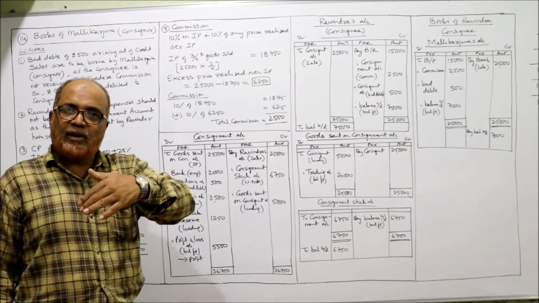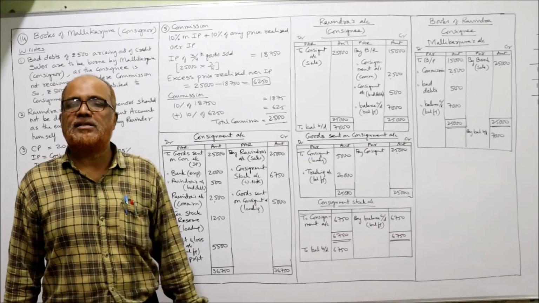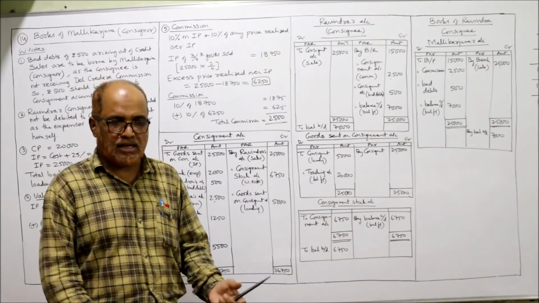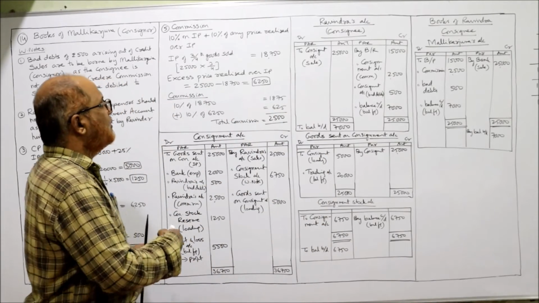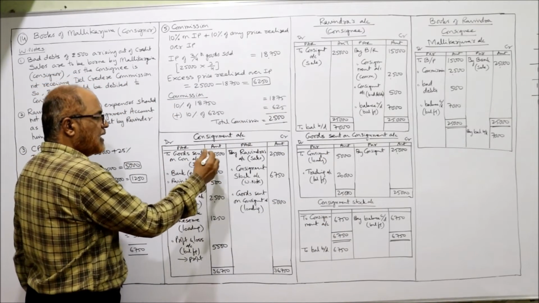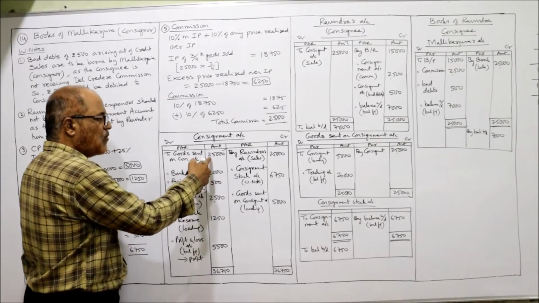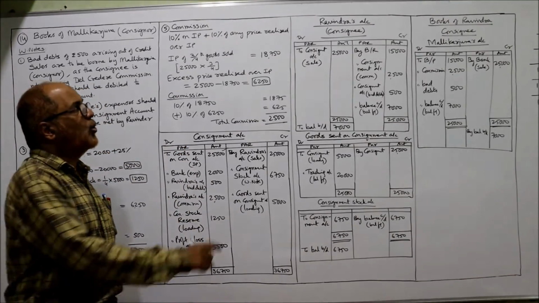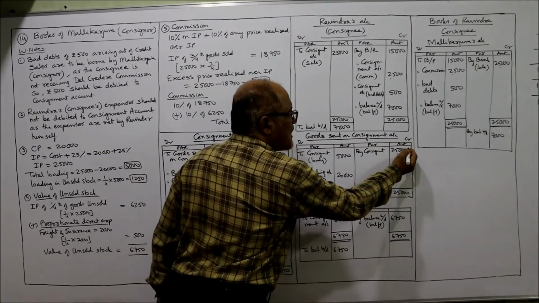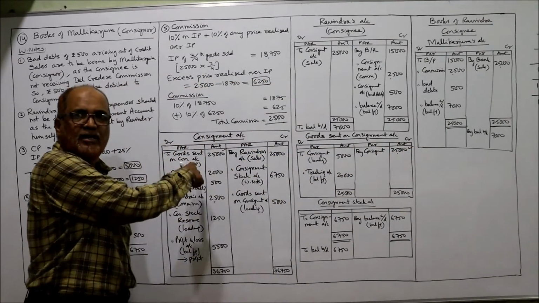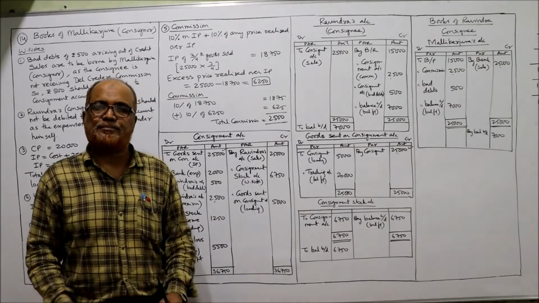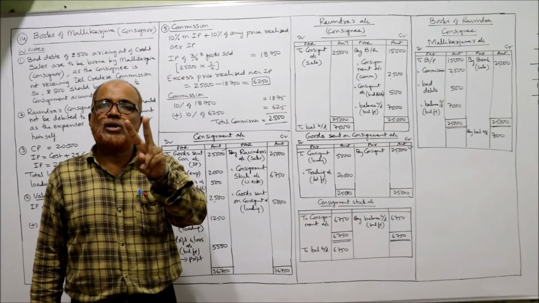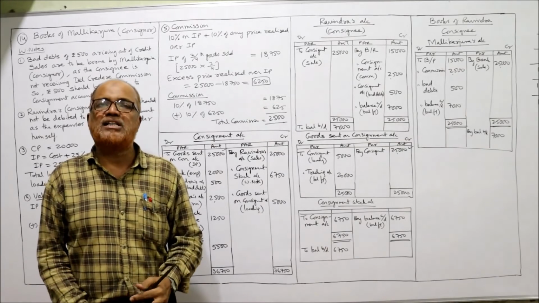First entry. When goods are sent on consignment, consignment account debit to goods sent on consignment. So consignment account is debited to goods sent on consignment at invoice price. Invoice price is 25,000. So consignment account is debited. Goods sent on consignment account is credited. Now, second entry is expenses. 2,000 rupees are the expenses paid by the consignor.